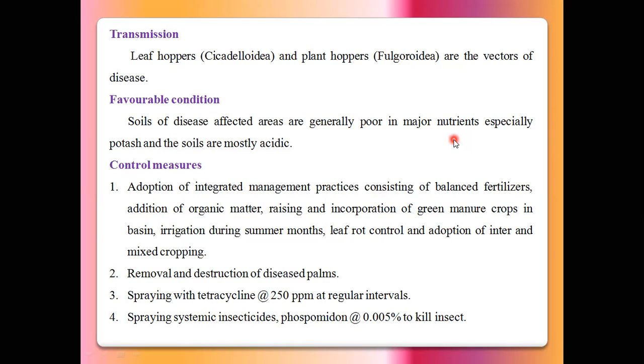Okay, so these are the two most important diseases, bud rot and root wilt disease, seen in coconuts.